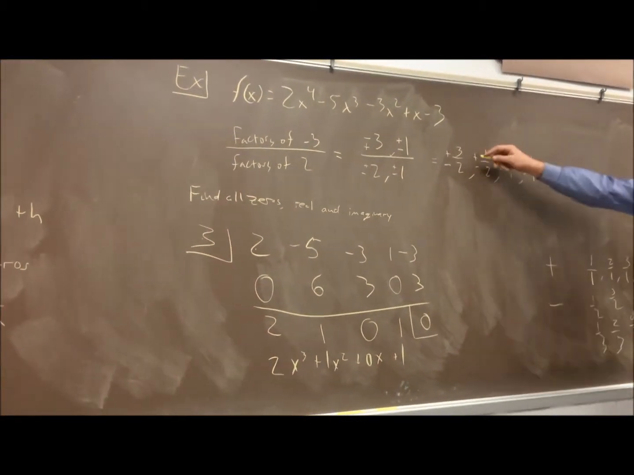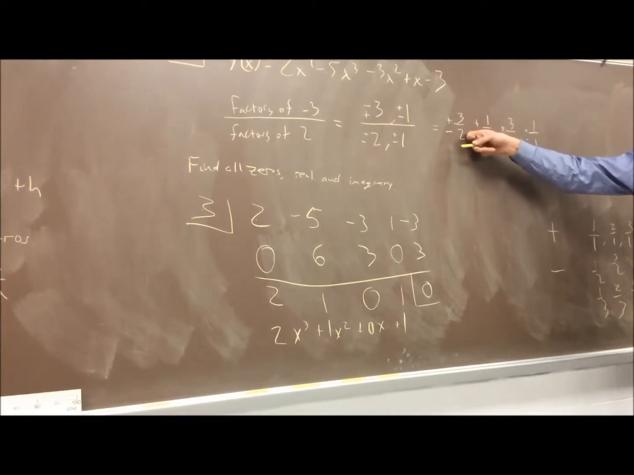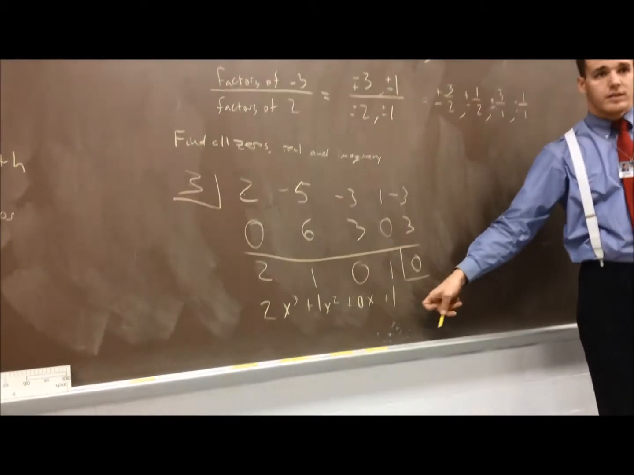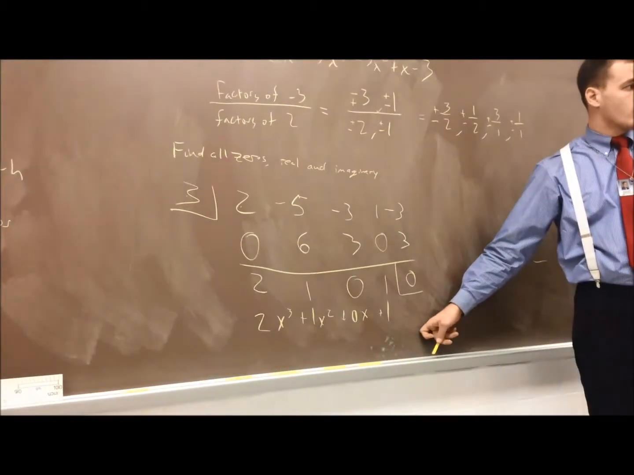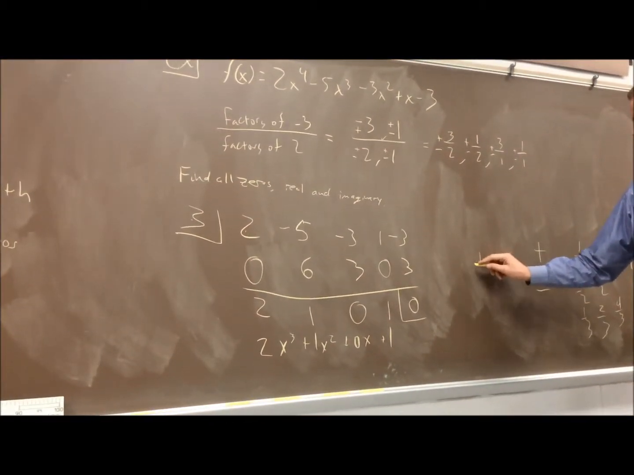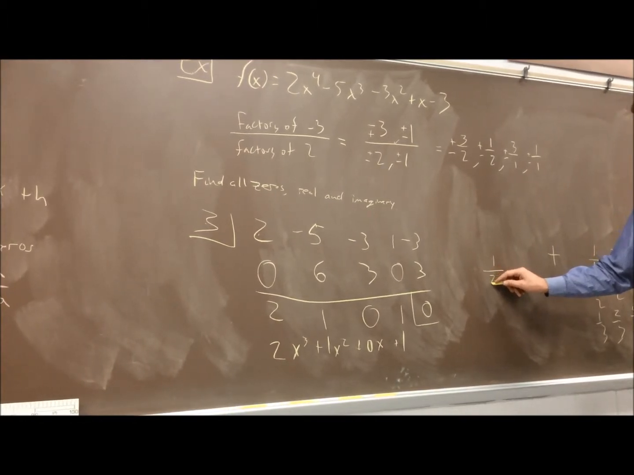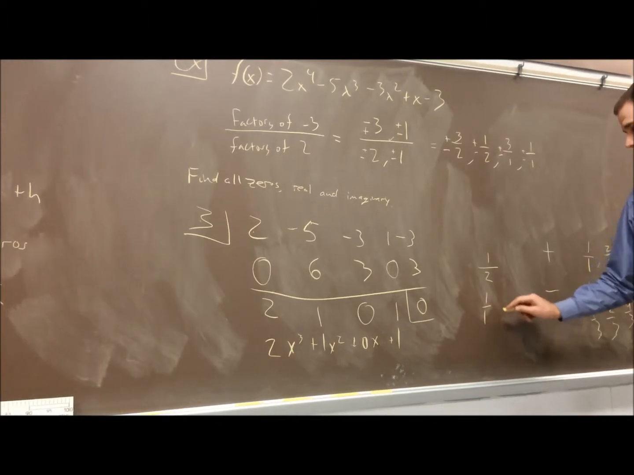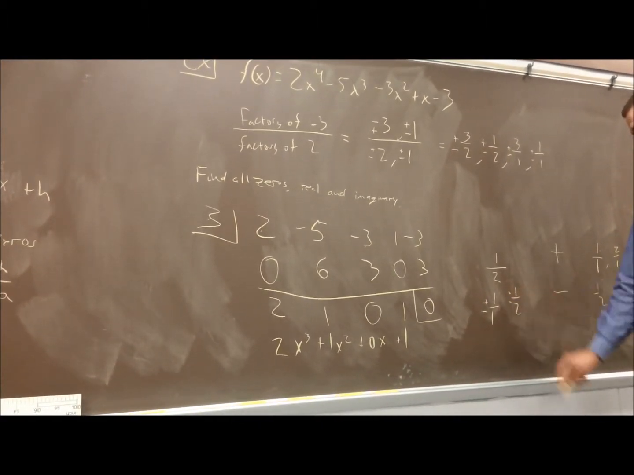Now, looking at this problem, do we have to check 3 halves anymore? Is 3 a factor of these? No, by eliminating the 3, we can do the rational zeros again. So we just have to check the factors of 1 over all the factors of 2. So 1 over 1 plus or minus, and 1 over 2 plus or minus.